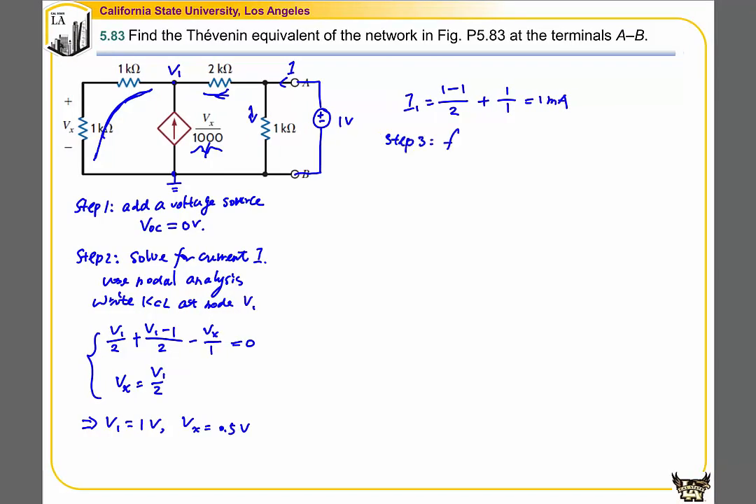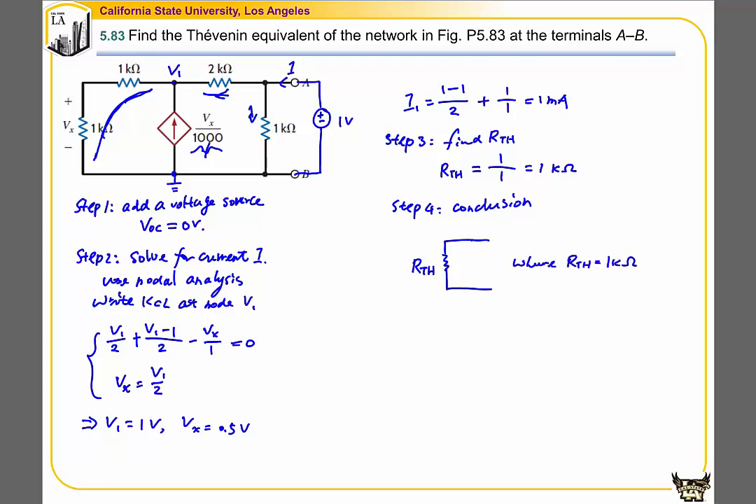Step 3, find the Thevenin equivalent resistance RTH. Since we have the voltage 1 volt added to the circuit, that will give us a current of 1 milliamp. So we find a RTH that is equal to 1 volt divided by 1 milliamp, that is equal to 1 kilo ohm. So step 4, we can write the conclusion. The Thevenin equivalent of this circuit becomes a resistor of RTH, where RTH is equal to 1 kilo ohm. This is a special case of a Thevenin equivalent because it doesn't include a Thevenin equivalent voltage source.